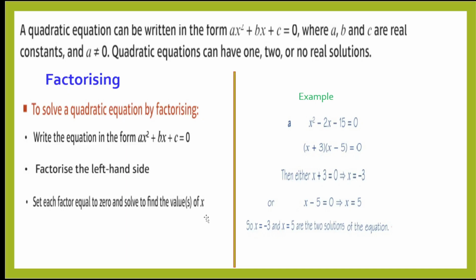This means either x plus 3 equal to 0 or x minus 5 equal to 0. X plus 3 equal to 0 implies x equal to minus 3, and x minus 5 equal to 0 implies x equal to 5. Therefore, x equal to minus 3 and x equal to 5 are the solutions of the equation.